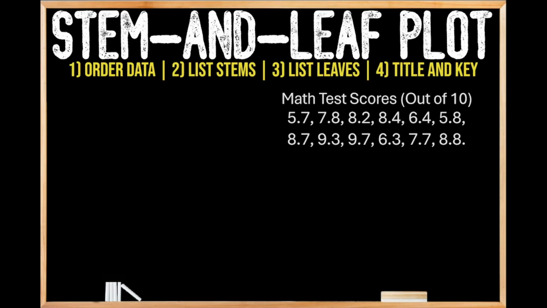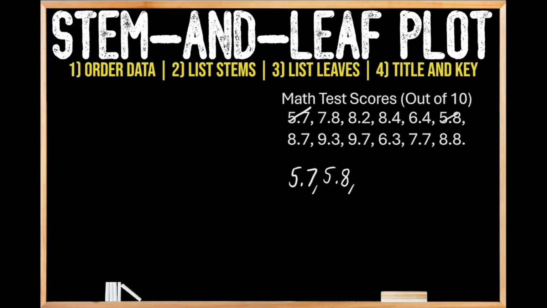Now, in order for us to create our stem and leaf plot for this data set, as we can see up top highlighted in yellow, our first step is going to be to order the data from least to greatest. Starting out, we can see that our lowest data point here is 5 7/10. So down below, we're going to write 5 7/10. Then we have 5 8/10.